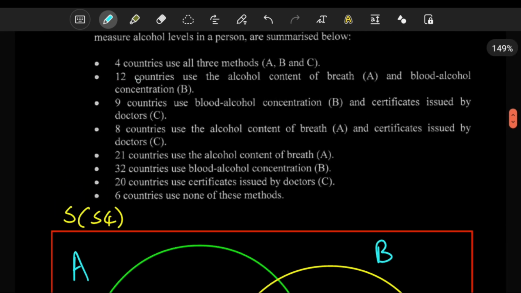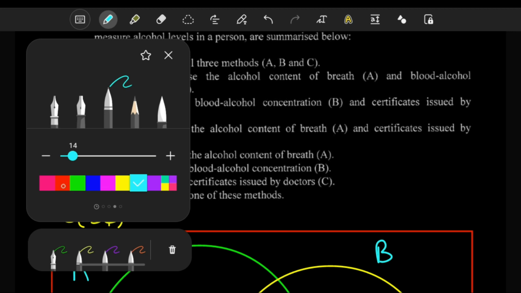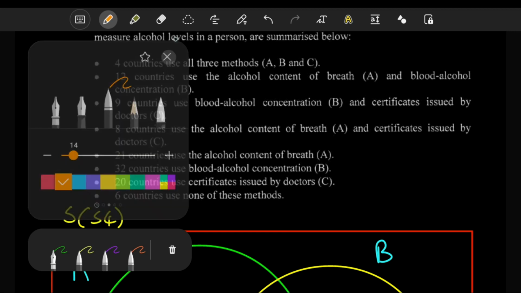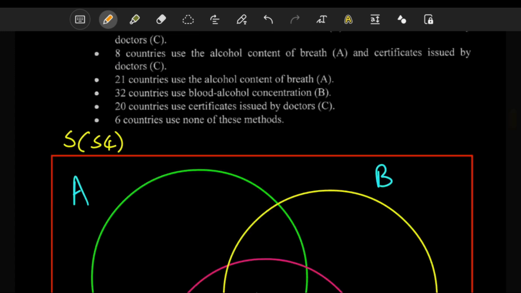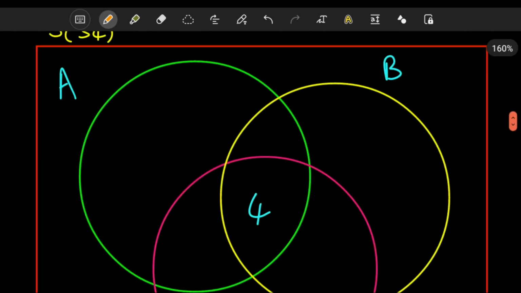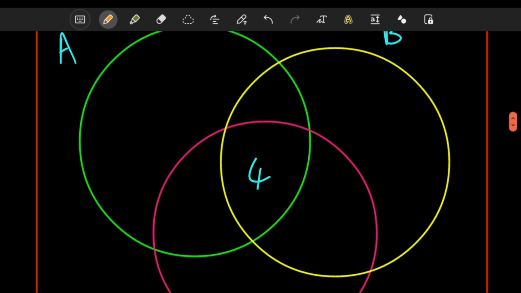And then here it says 12 countries use the alcohol content of breath, A, and blood alcohol concentration, B. So basically what they're trying to say is 12 countries use both A and B. Now here you need to be careful with things like this, because when they say stuff like this, what that means is this 12 here, they mean where A and B meet. You see here there's this portion here of B.